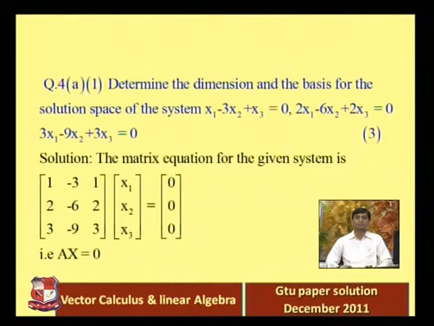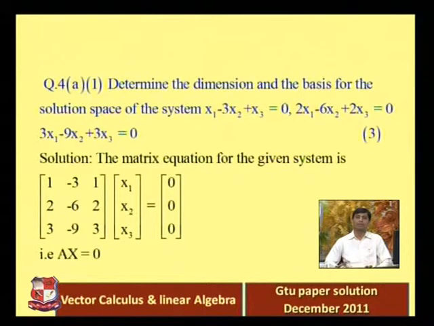And the third row is coming from the third equation, 3x1 minus 9x2 plus 3x3 is equal to 0. So the third row is 3 minus 9 3. Then x1 x2 x3 is equal to 0 0 0, that is Ax is equal to 0.